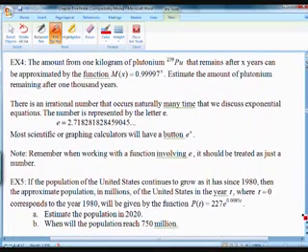Example 4, here you go. Good deal. Example 4 says the amount of 1 kilogram of plutonium that remains, and this gets into the whole carbon dating and all that. The amount from 1 kilogram of plutonium, that's Pu-239, that remains after x years can be approximated with this function. Estimate the amount of plutonium remaining after 1,000 years.